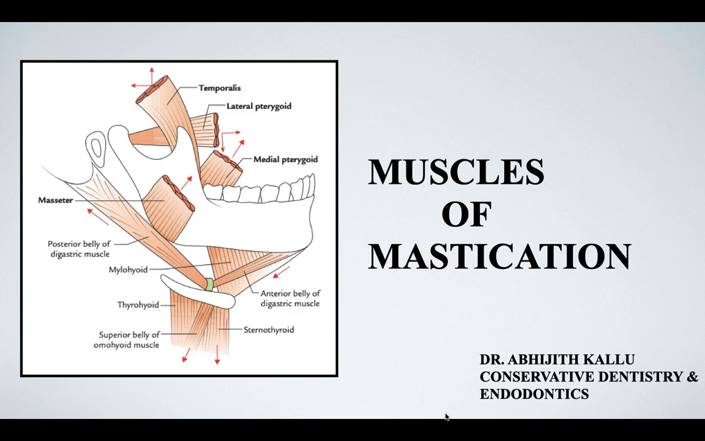I am going to discuss about muscles of mastication. These are a group of muscles that help in movement of mandible during chewing and speech. All these muscles originate on skull and insert onto mandible. They also play a role in the configuration of face.